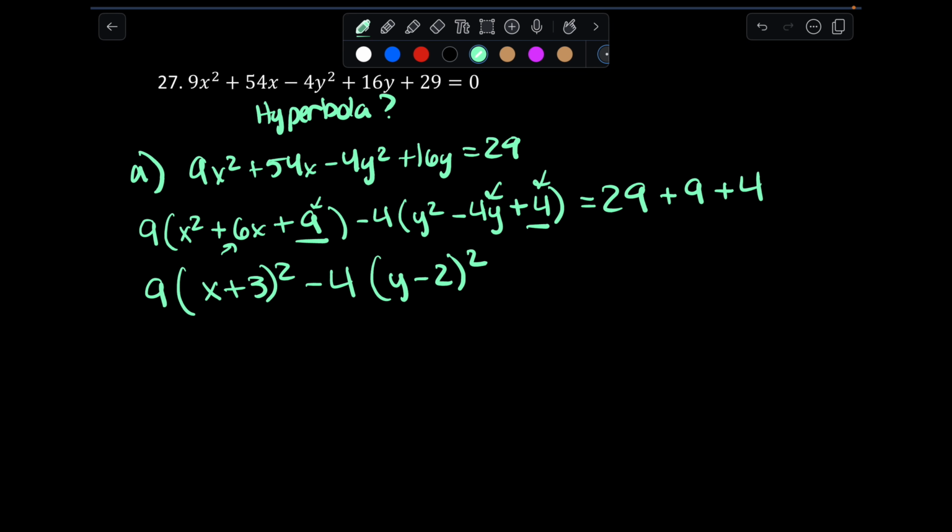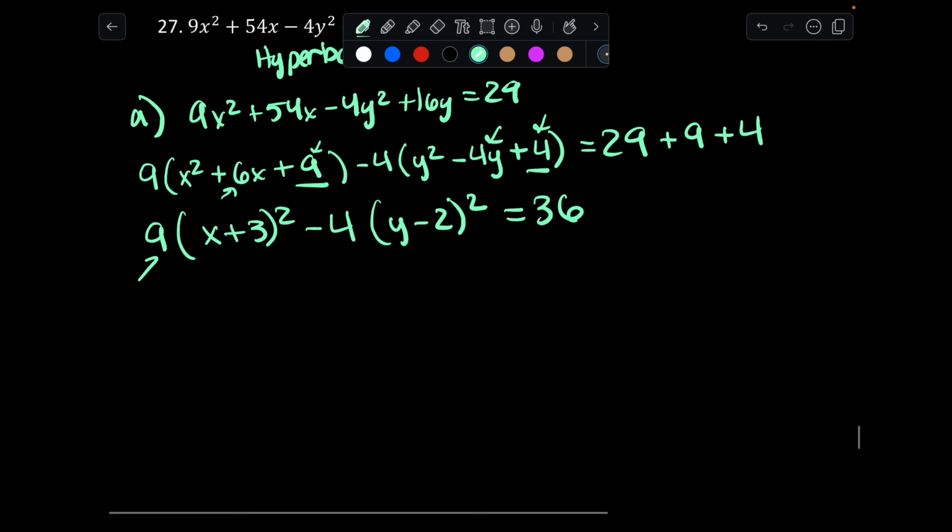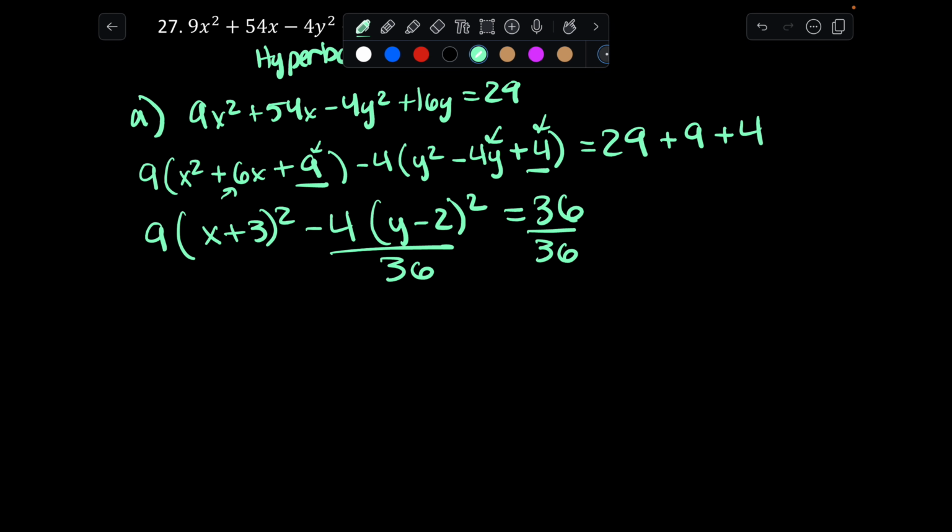Because negative 2 times negative 2 is positive 4. And then on the other side, we have 29 plus 9 plus 4, which is 36. So I know this won't be a circle because we have these coefficients out here. So we are going to have to divide and set this equal to 1. Okay, so when you see these coefficients, that's going to be for ellipses and hyperbolas. So divide by 36, divide by 36, divide by 36.